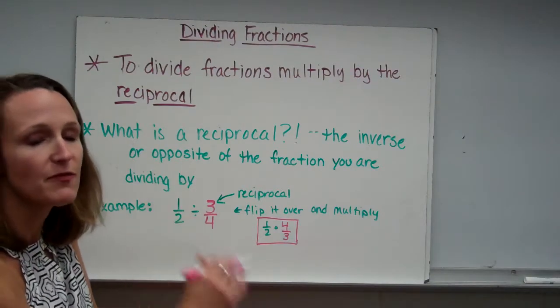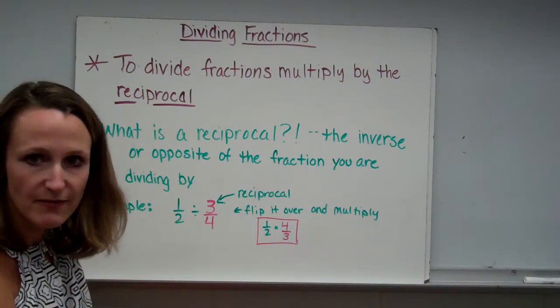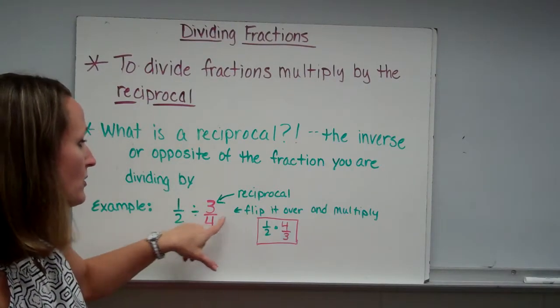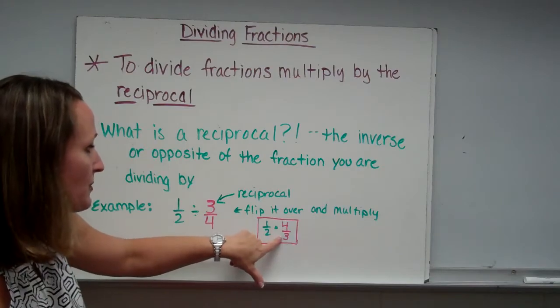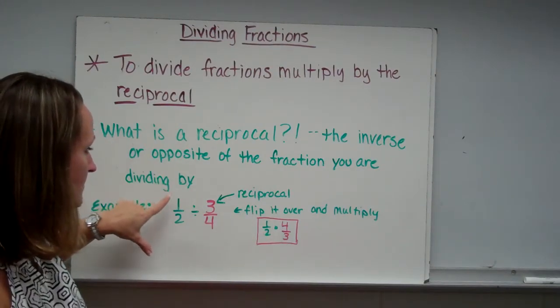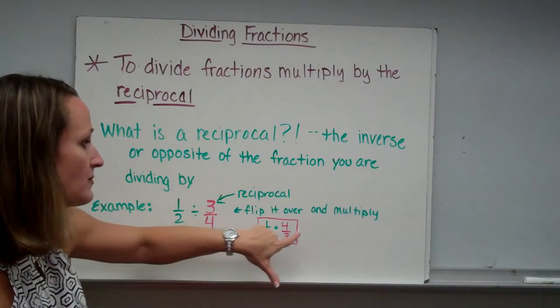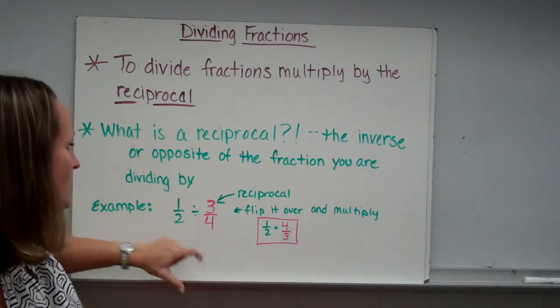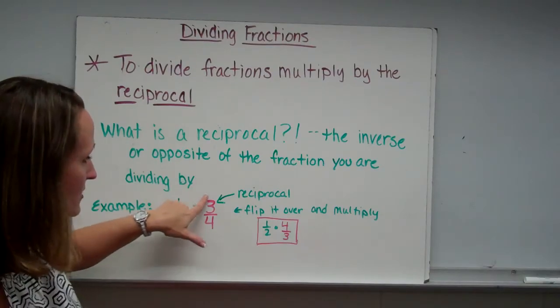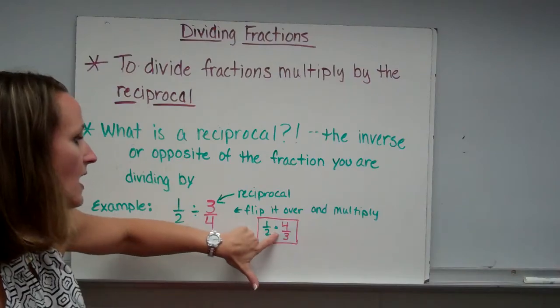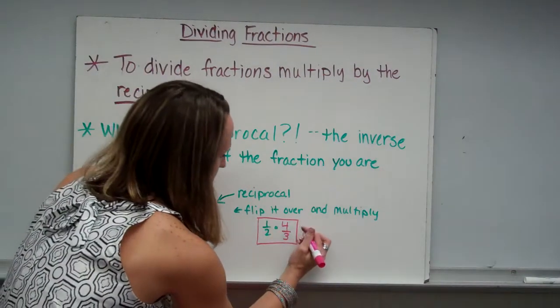So when you're dividing fractions and you say, I forgot how to divide fractions, I'm going to say multiply by the reciprocal. So what are you going to do? You're going to take 3/4, you're going to flip it over. So when I want to divide 1/2 by 3/4, what I'm really going to do is say 1/2 times 4/3. So what is my answer to this problem?